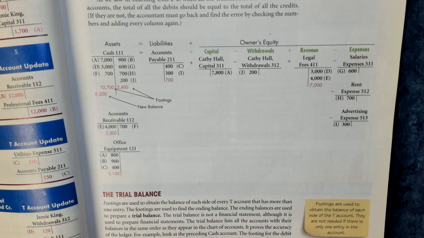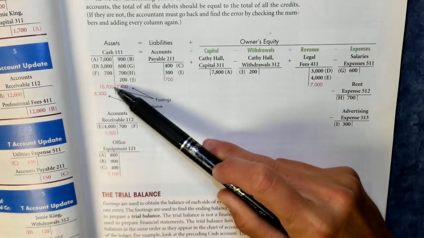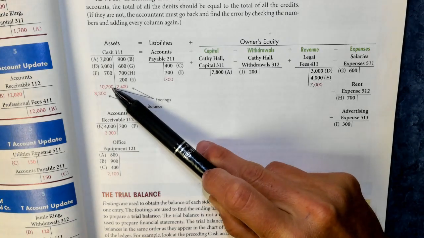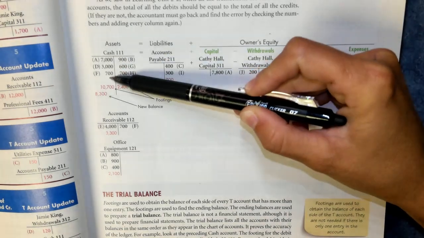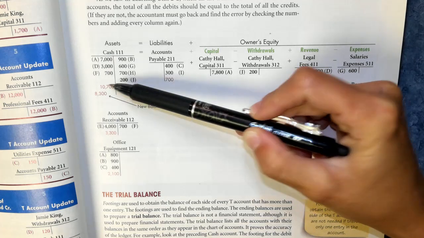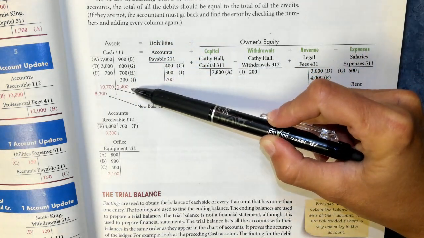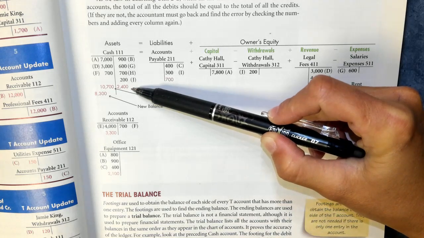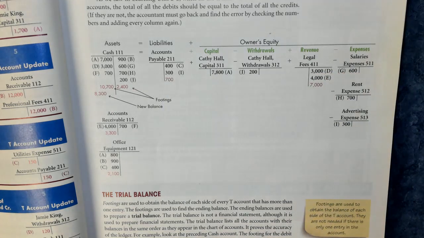Okay. So we're going to use footings to find the balance of each of these T accounts. So a footing is going to be the total on each side. So here you have a footing of $10,700 and a footing of $2,400. All they did was add up both sides. 7,000 plus 3,000 plus 700 gives you this footing. 900, 600, 700, 200 gives you 2,400. So those are footings. They will aid us in finding that final balance of a T account.